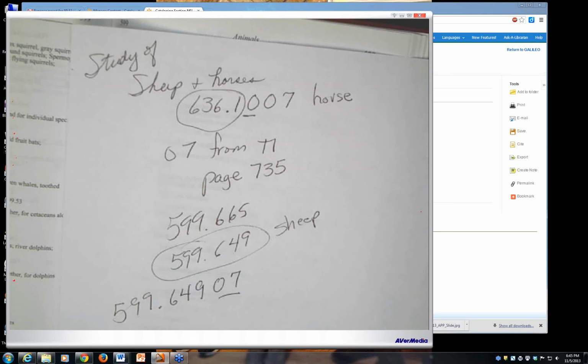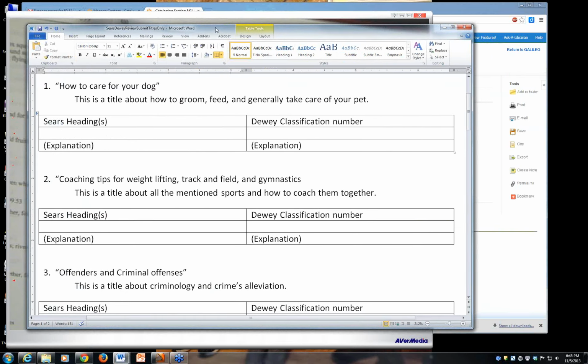Okay, let's take a look at a couple of others. This one we won't do because we've done enough on dogs. This is just a straight how to care for your dog, period.